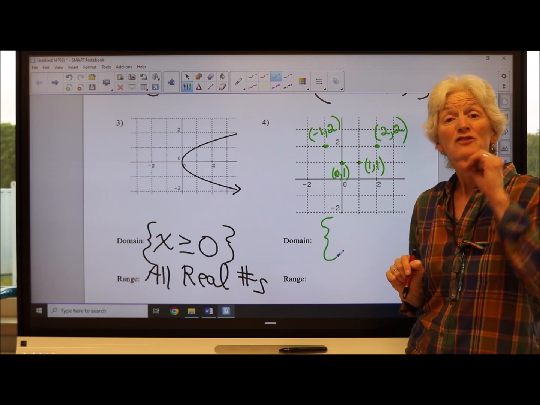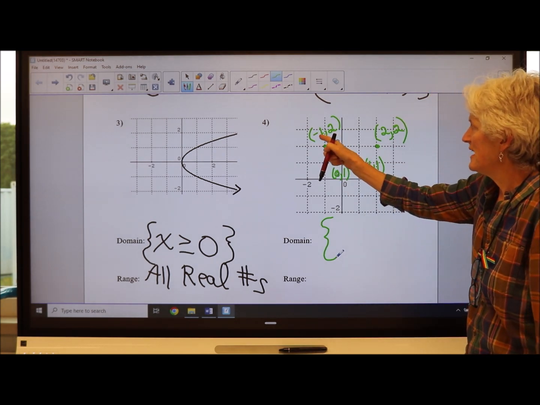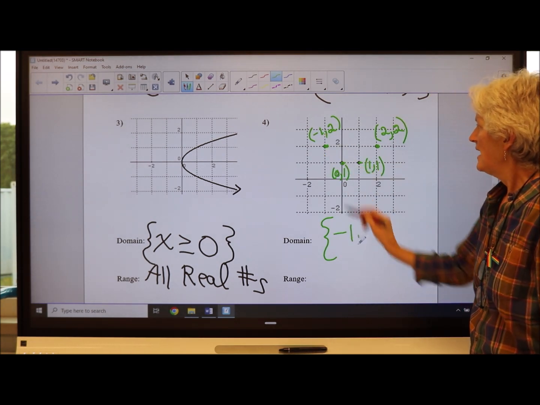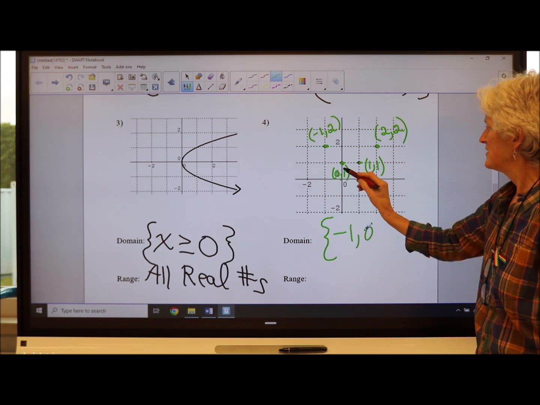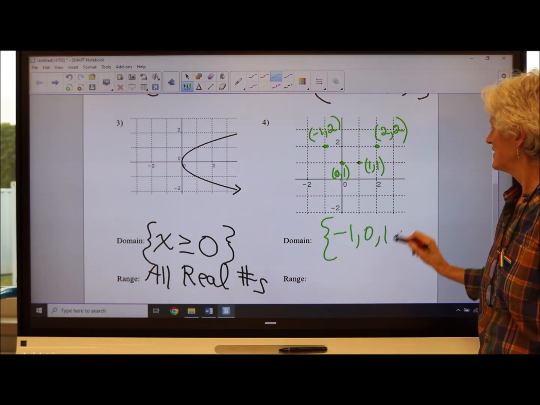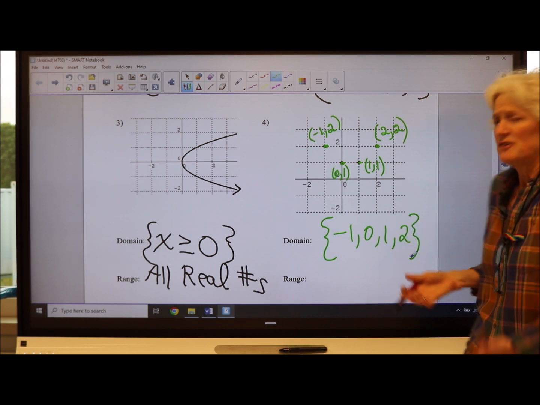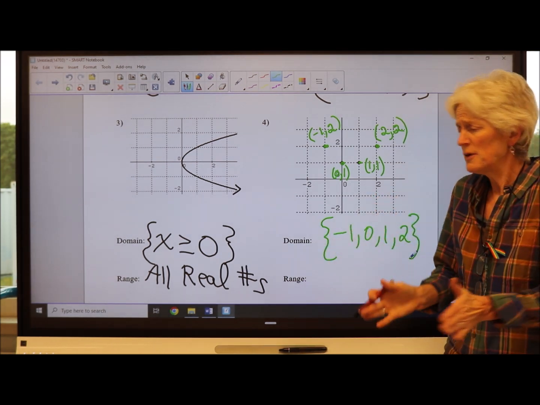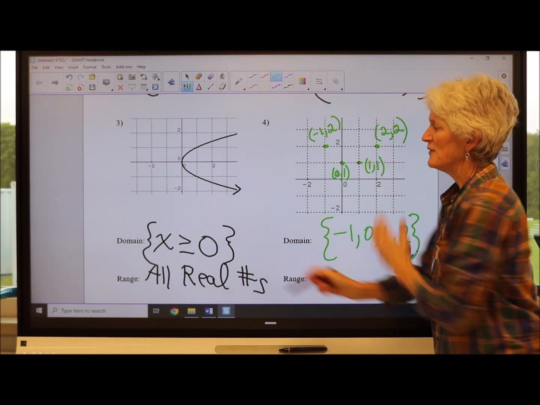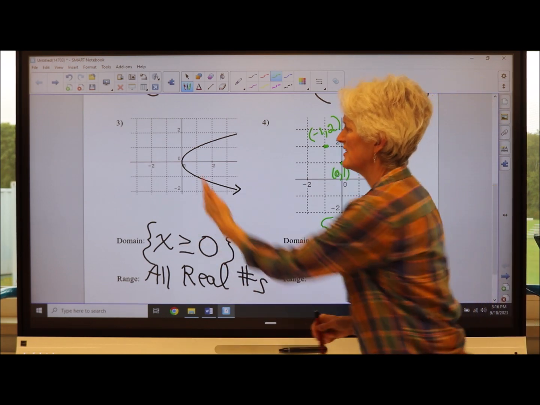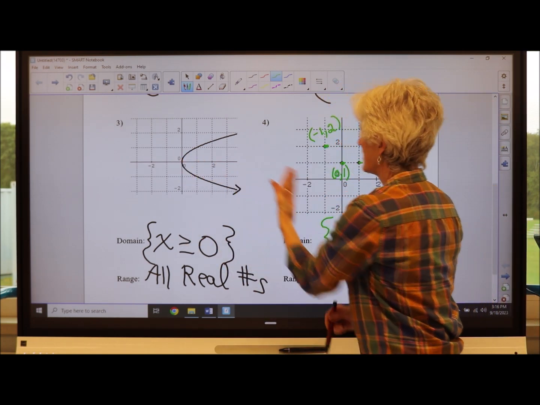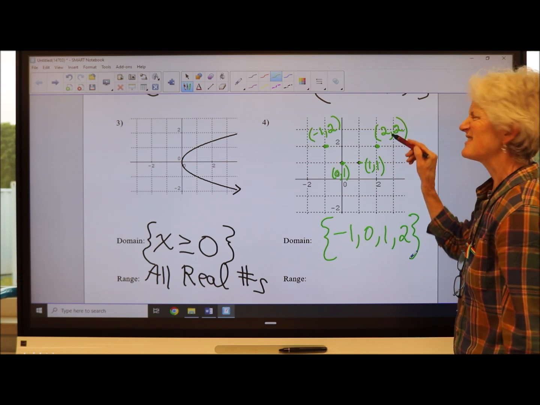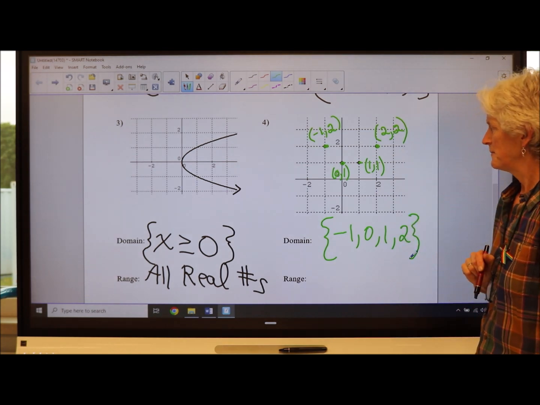The domain is all the x's. So I'm just going to list all the x's. I see a -1 as an x, I see a 0 as an x, I see a 1 as an x, and I see a 2 as an x. There's your domain, just those separate numbers. Nothing in between, right? It's not like all of these where it's all the numbers. It's just these separate, discrete numbers.